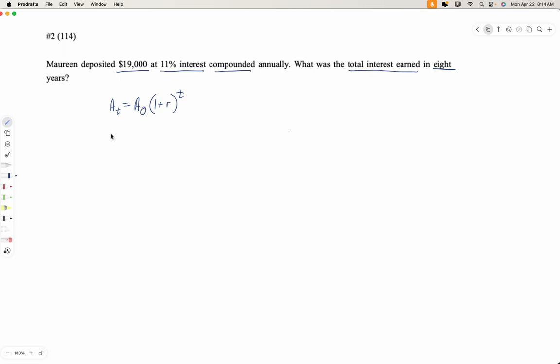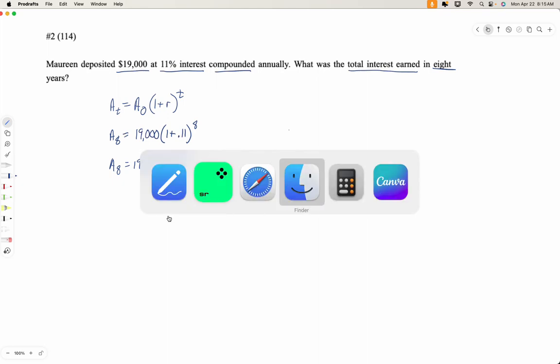That's 8 compounds. So the amount in 8 years is equal to the original amount of $19,000. And then we have 1 plus the interest rate. So it's 1, and the interest rate has to be converted into a decimal. It'll be 0.11. And then that has an exponent of 8, because that is the times that is going to be compounded. So we add this together. So we have the amount in 8 years is equal to 19,000 times 1.11 to the 8th power. So that's what we do on the calculator. So let me bring up the calculator.